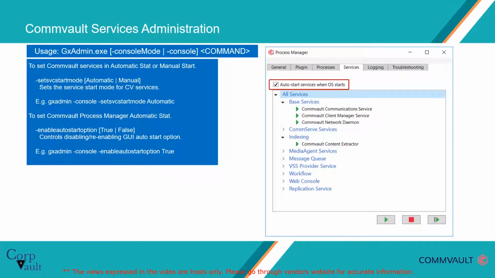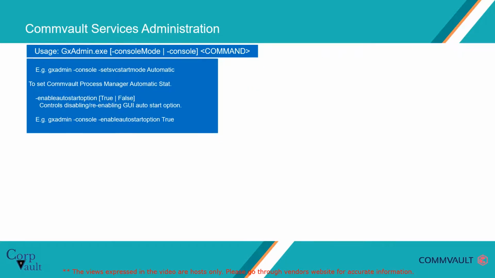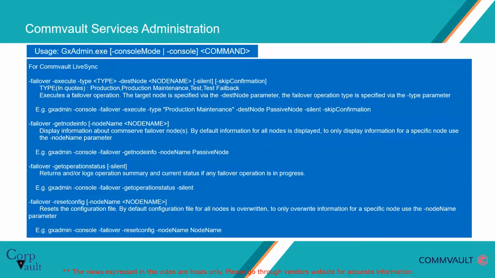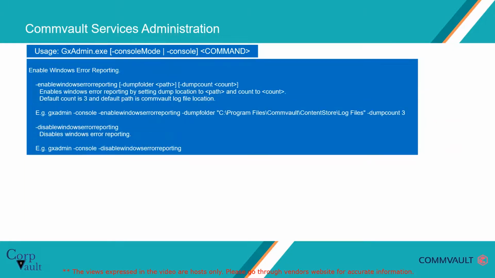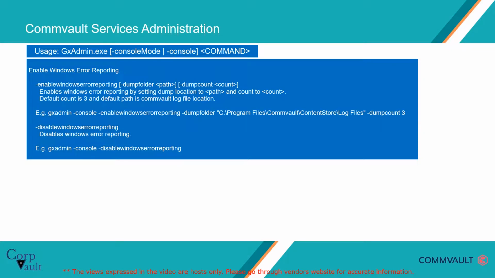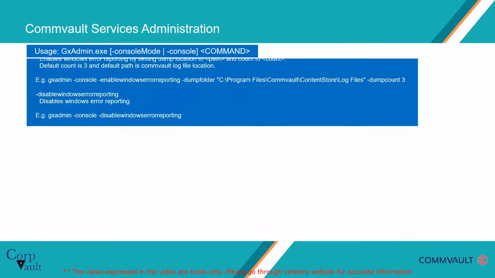Sometimes you might want to disable this option, but you see the checkbox is disabled. In that case use this command. If you have Commvault Live Sync configured in your environment, then these options would be very useful. You can enable, or disable, Windows error reporting from command line as well.